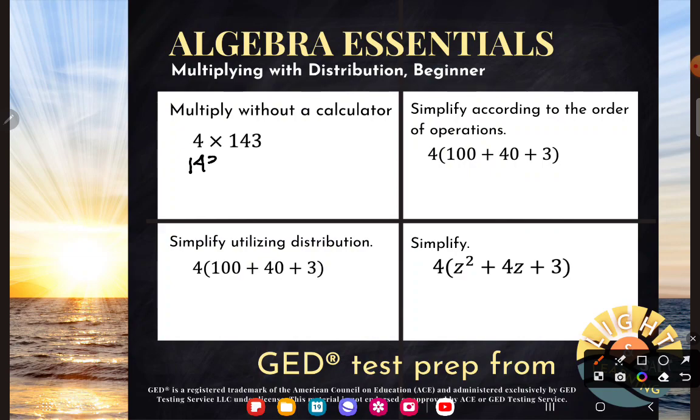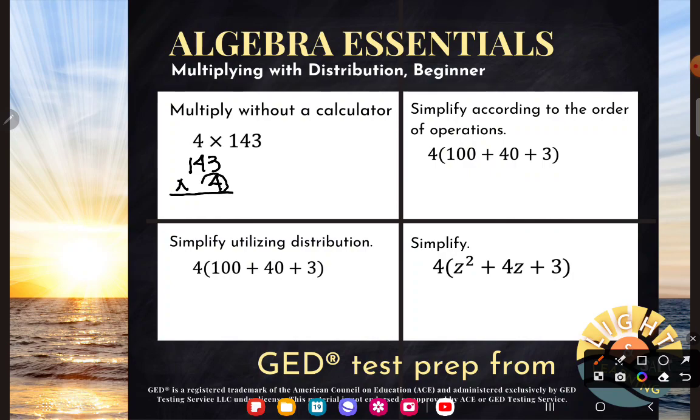So I'm going to write 143 here and multiply it by 4. And if you're old like me and you were in the age of pagers, then you know 143 is "I love you." And I do. I love you guys.